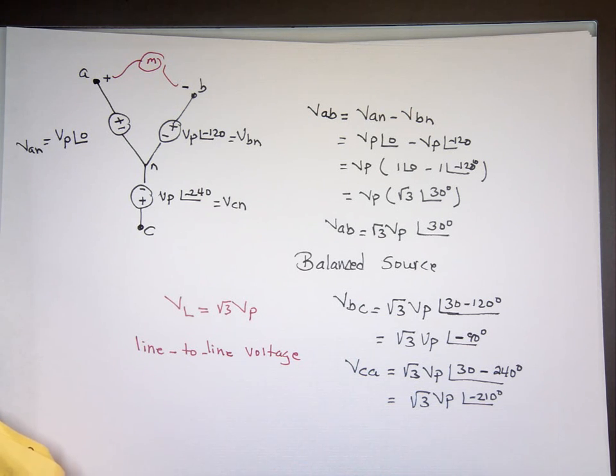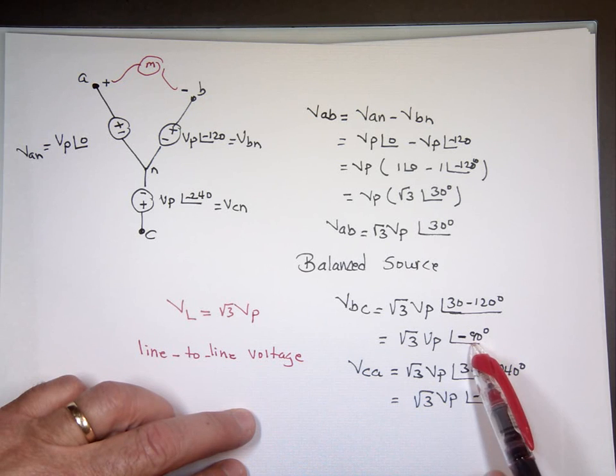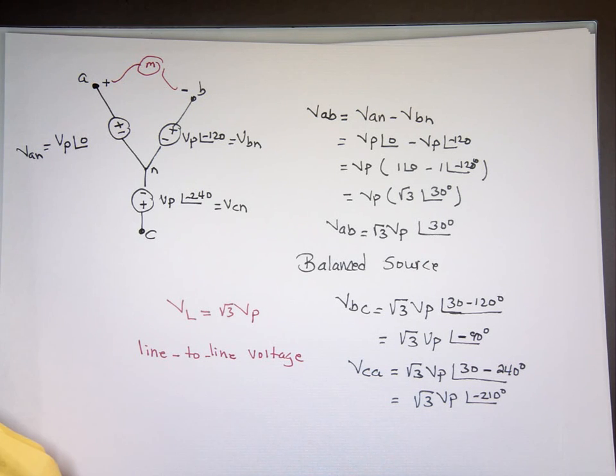Wait, so you said that this is supposed to be a balanced source. Yes. How come the phase shifts are kind of off? They're still 120 degrees off each other. Are they? Yep. Oh, 30, positive, okay, negative 120, negative 210. I was looking at that.